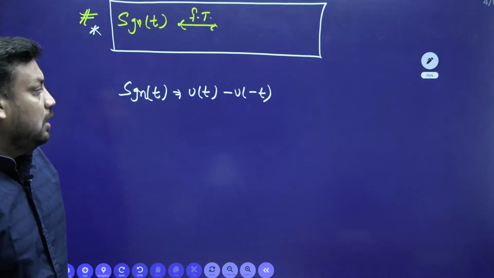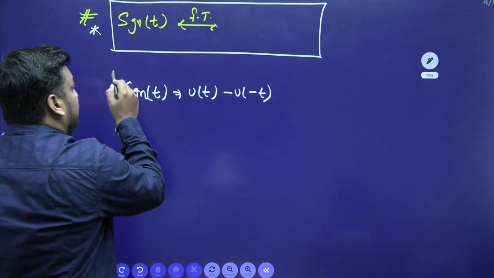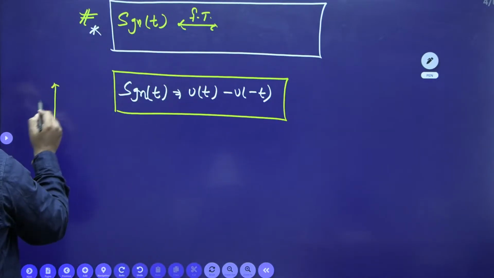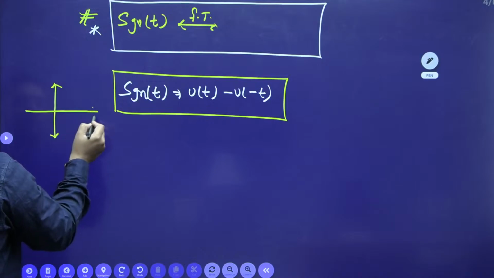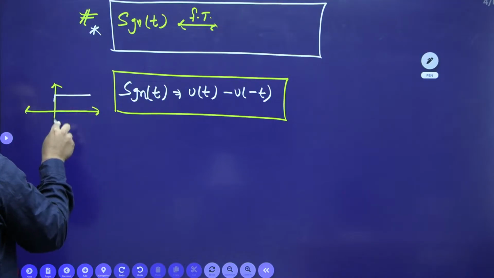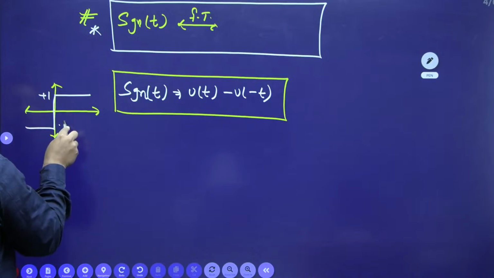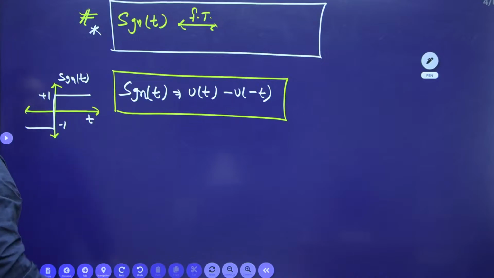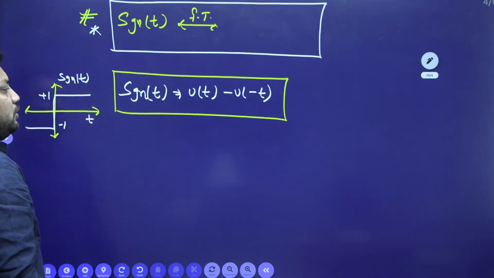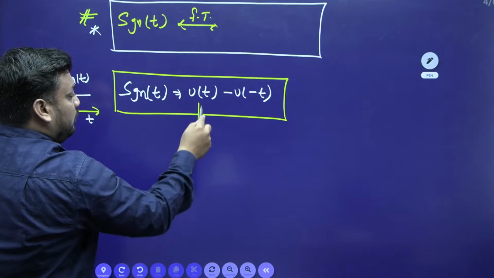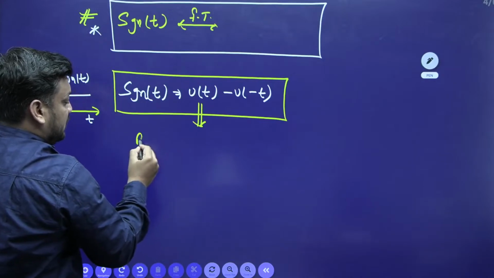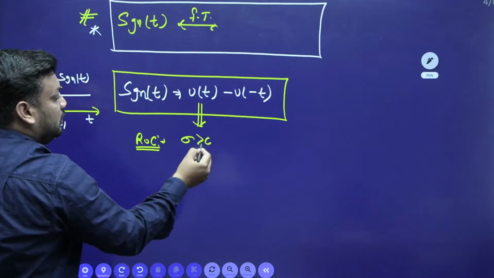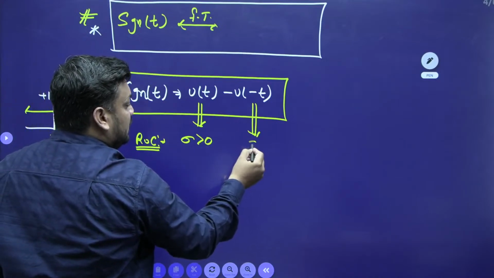Yes, because we know this is the relation between the signum function of t and u(t). The signum function of t curve is nothing but an odd signal, just like this. This is +1, this is -1, and this is the signum function of t with respect to t. Now before finding the Laplace transform, we should check the ROC. So what is the ROC of this? The ROC of u(t) is sigma greater than 0, and the ROC of u(-t) is again sigma less than 0.